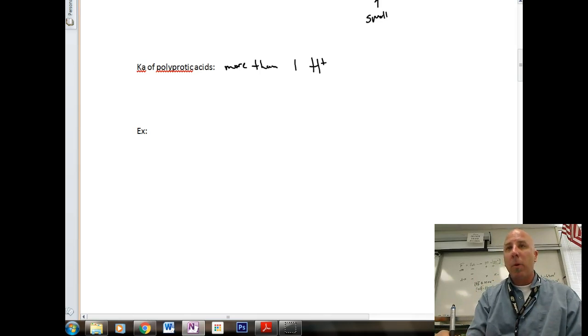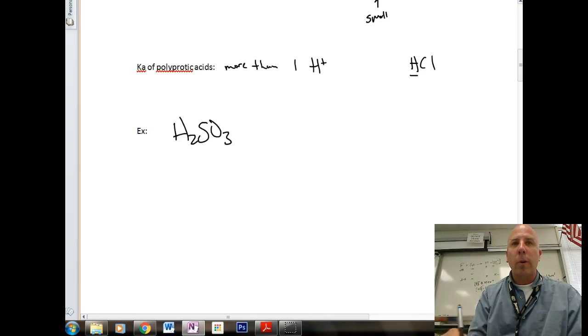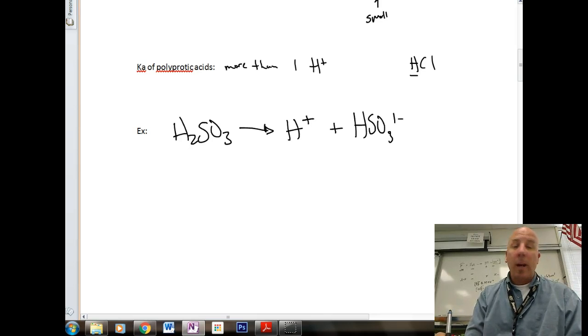Now, a monoprotic acid would be something like hydrochloric acid, HCl, with only one. But for a polyprotic, a good example might be H2SO3. So we could have our first ionization on H2SO3, and it ionizes one hydrogen ion, and we're going to have an HSO3 1 minus ion produced as well. Now we're going to have a Ka value for this, and we're going to call it Ka1. We call it Ka1 because it's the first ionization, and this is 1.72 times 10 to the negative second.